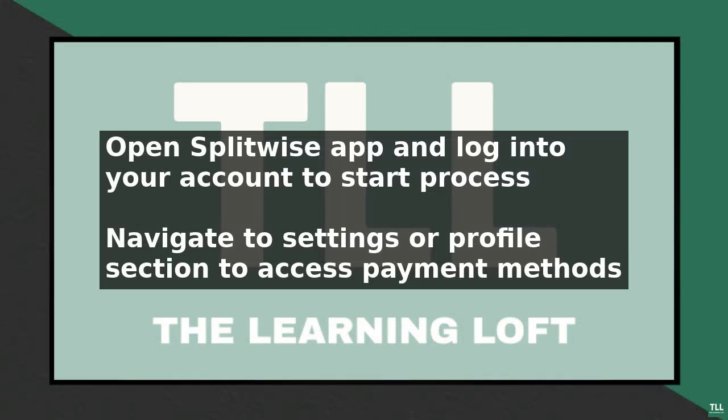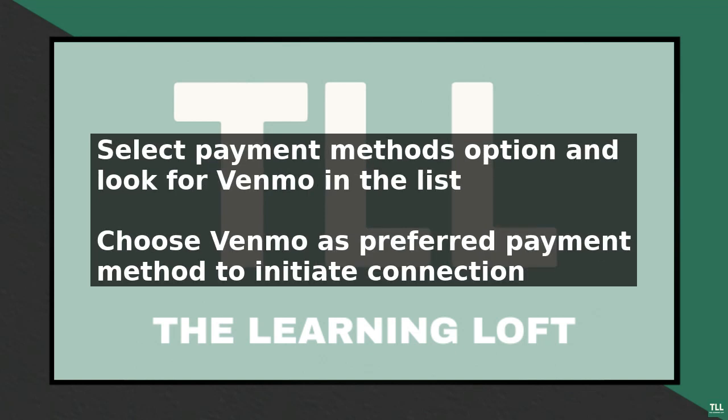To add Venmo to Splitwise, start by opening the Splitwise app on your device and logging into your account. Once you are logged in, navigate to the Settings or Profile section, usually represented by a gear icon or your profile picture. In the Settings menu, select the Payment Methods option, which may be labeled as Add or Edit Payment Methods. This will take you to a list of available payment methods, where you should look for the Venmo option.